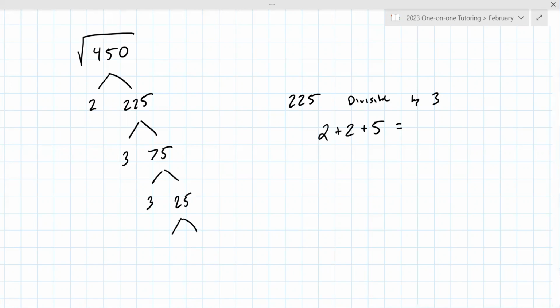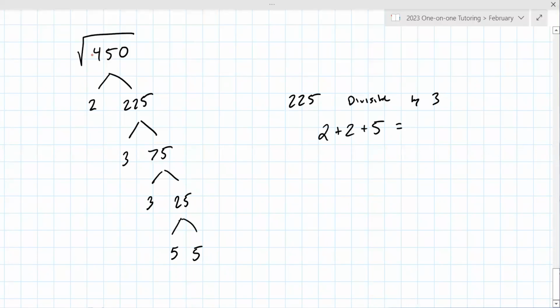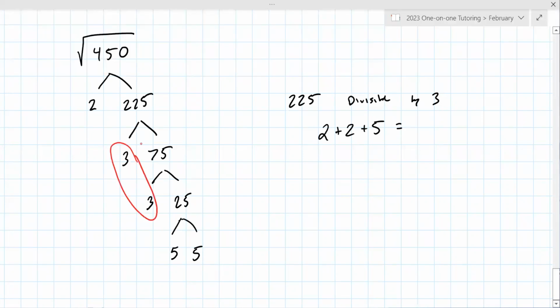What's the next prime number after 3? 5. That's just 5. Now, what are the pairs? There's a pair of 3s. Is there any other pair? Do you understand what a pair is? Yes, two numbers that are the same. So is there another pair here? No. What about those at the bottom? Yes, that one too.